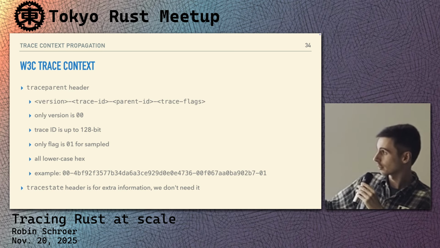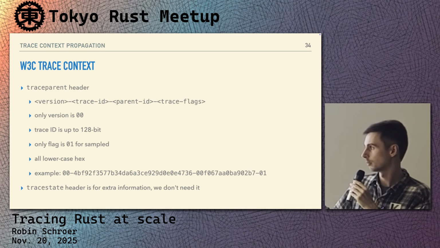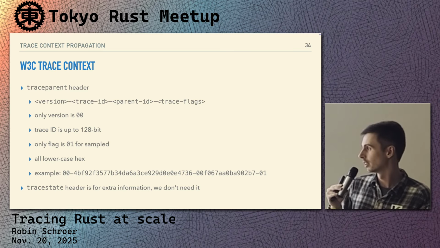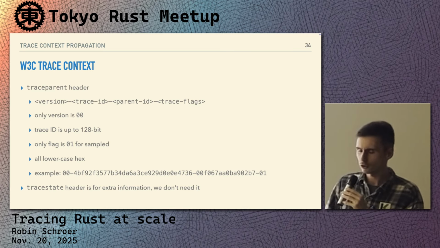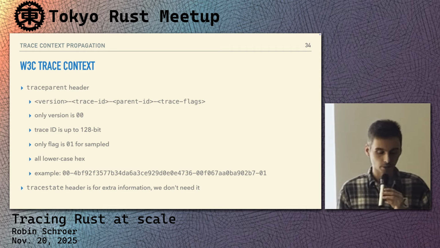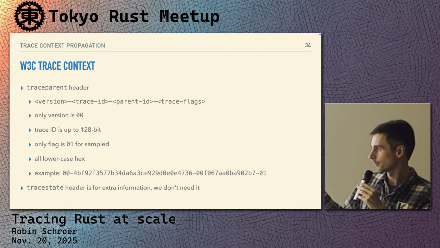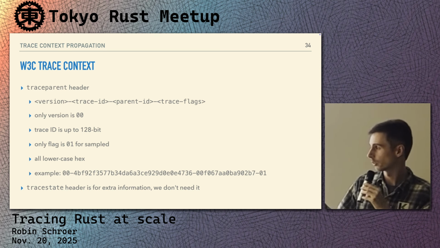So zooming in on that, we see we have the traceparent header. The traceparent header consists of 4 hex-encoded lowercase numbers: a version, a trace ID, parent ID, and trace flags. There's actually only one version in the spec right now, which is version 1, I guess. The version number is 00. So this is just fixed for our purposes.